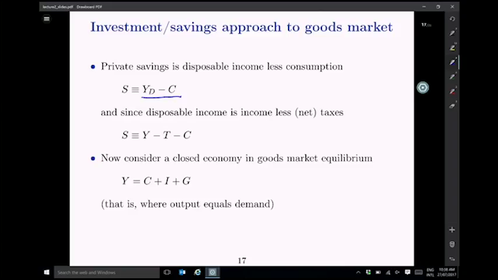And remember that disposable income is defined as output minus taxes, right? Whatever you have after paying tax. In aggregate it is Y minus T. So saving, private saving, is Y minus taxes minus consumption.